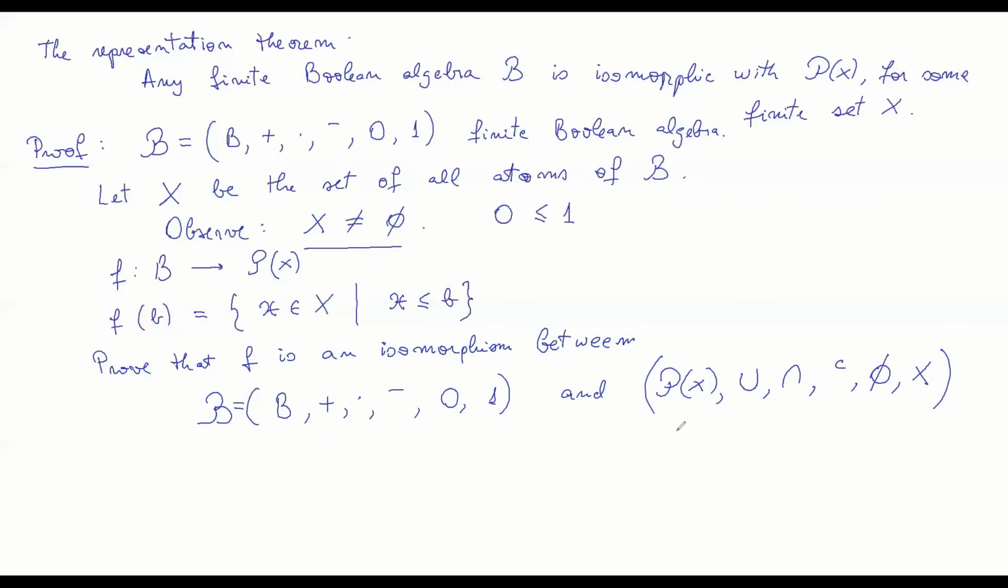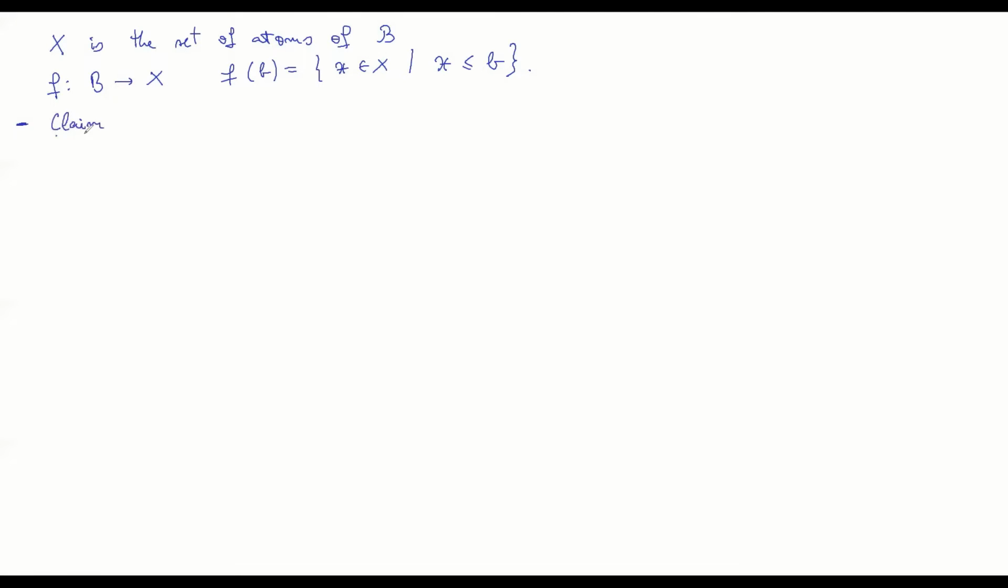So the first thing that we need to show is that, in fact, the function f that we've defined here is a bijection. So let's focus on that. I just remind you, just so that we can follow on this whiteboard, X is the set of atoms of this Boolean algebra, and f is defined from B to the power set of X. In this way, f of B is exactly all the atoms that are under B. So the first observation that we need to show is that f is bijective. We do that in two steps. So claim: f is injective.